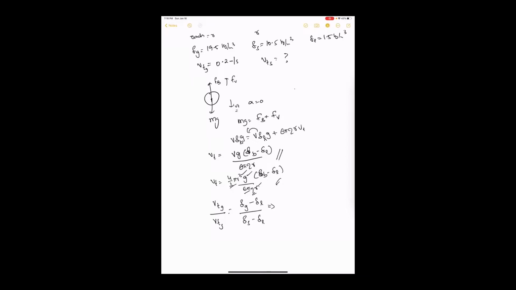Now if I substitute, terminal velocity of gold, he gave 0.2, by terminal velocity of silver is equal to density of gold 19.5 minus 1.5 by 10.5 minus 1.5. How much is it? 18, and this is 9. So terminal velocity of silver is 0.2 by 2, which is 0.1 meter per second.